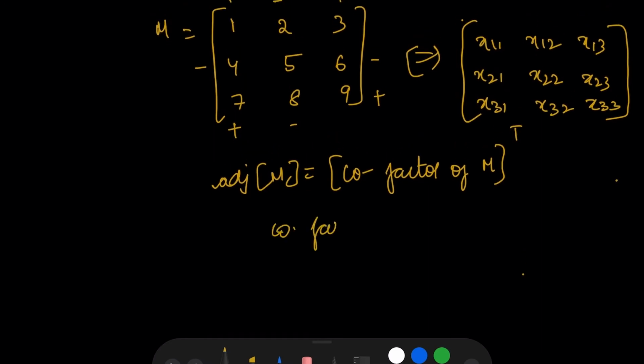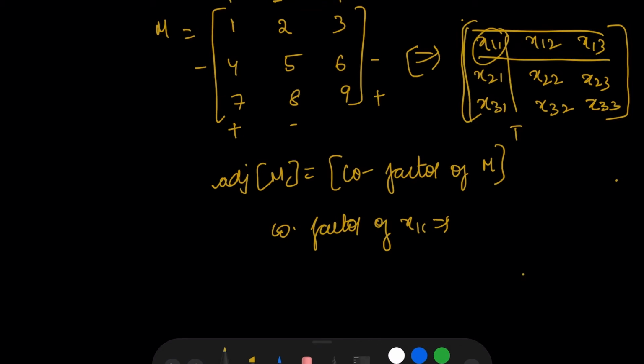The cofactor of x11 will be equal to, if you wanted to find the cofactor of x11, you have to ignore the first row and the first column, because this element x11 is in the first row and in the first column, and the rest of our matrix will give me the cofactor matrix. It will be the product of x22 and x33 minus the product of x23 and x32, that is this into this minus this into this.